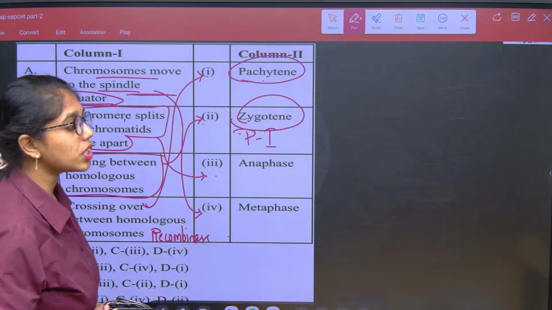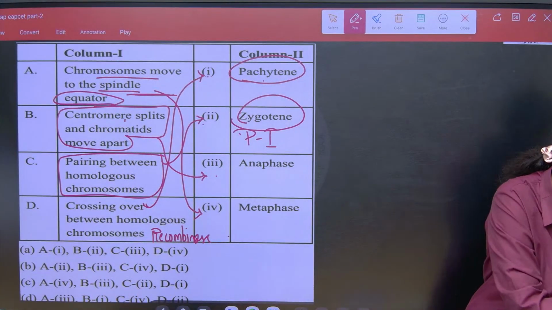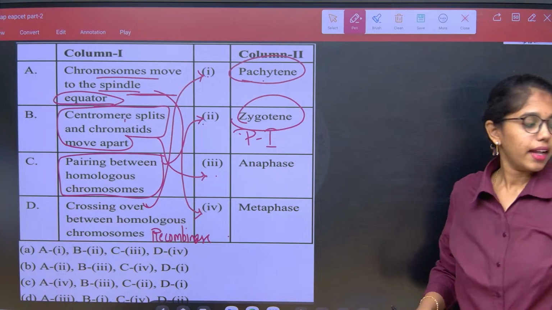Now you tell me which is the correct option. Which is the correct option? Yes, very good, Lavanya. It is option 3. Fine. Next.